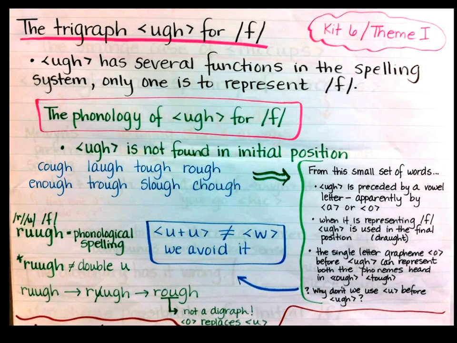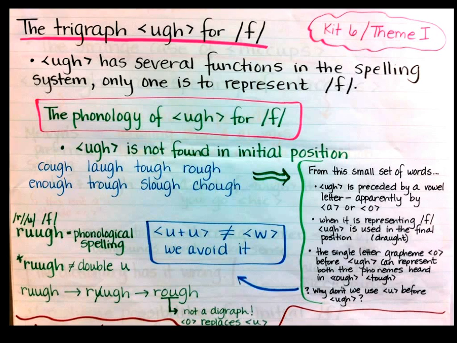And the single letter grapheme O before a UGH can represent both the phonemes heard in cough and tough. It can change in its pronunciation. One question maybe to ask kids, and again, this is good formative assessment from the work we did last year with the Learning from Love theme.